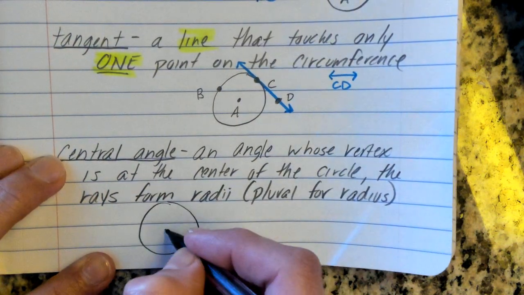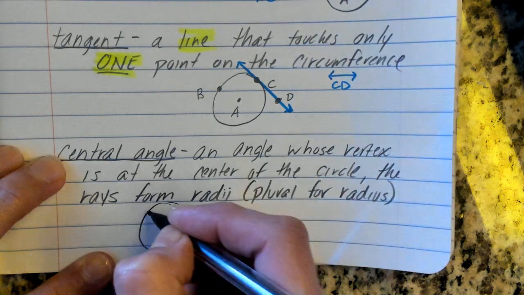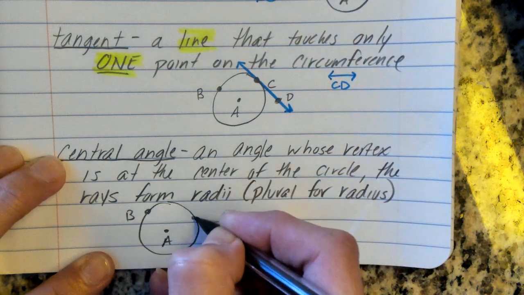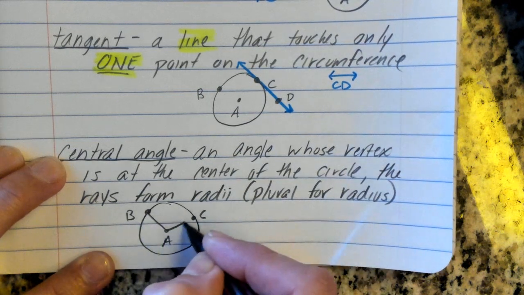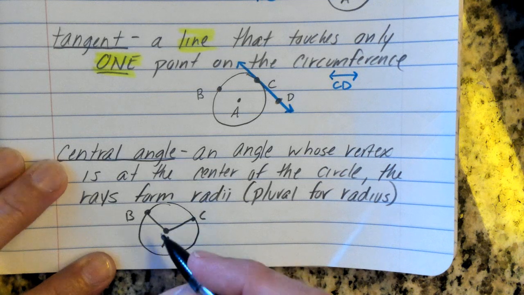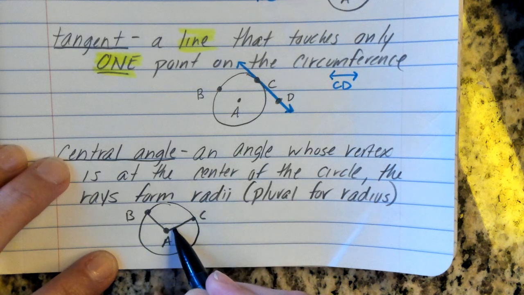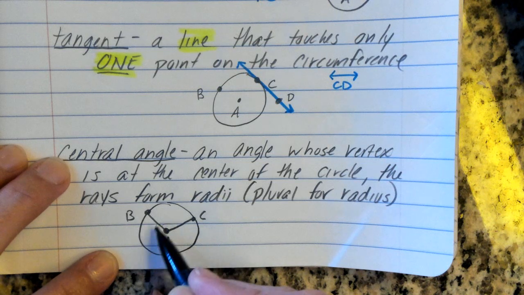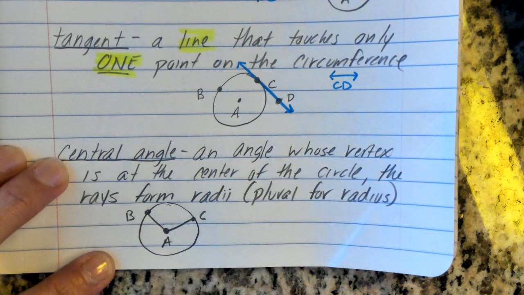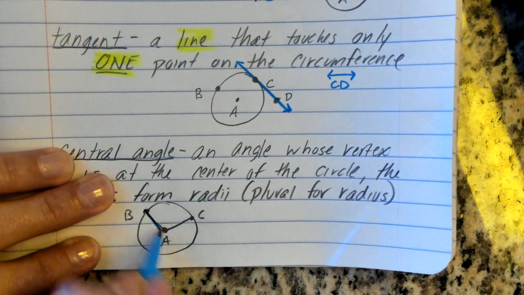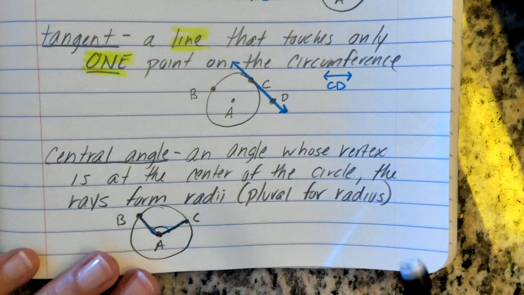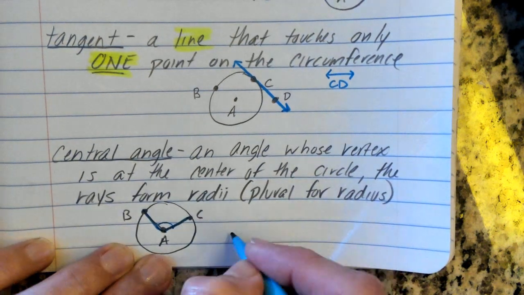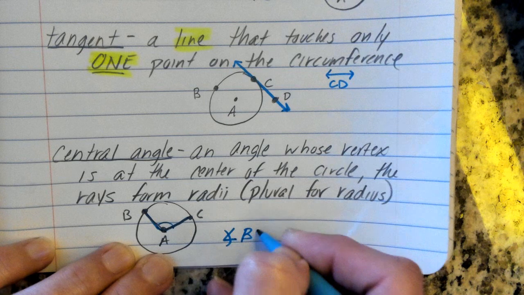So here, if we have our circle A, we have points B and C. Now we're going to form an angle, so we're going to go from B to C to A, and we will form 2 different central angles. We will have a smaller angle here, and we'll have a larger angle here. Both will add up to our total degrees in a circle, 360 degrees. So here, this is forming our central angle, and we will call this angle BAC.